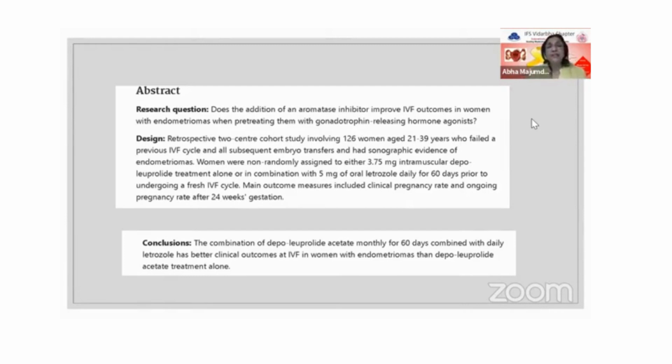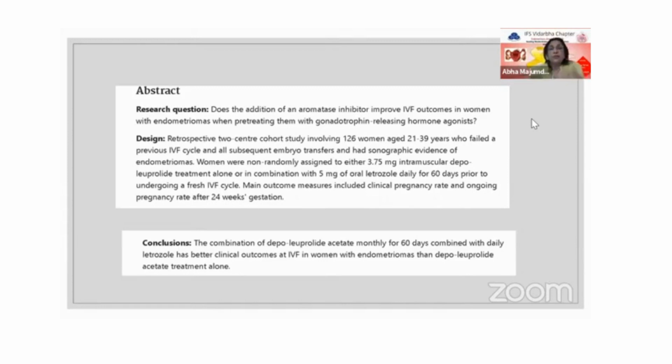They were non-randomly assigned to either 3.75 milligram intramuscular depot leuprolide treatment alone every month or in combination with 5 milligram of oral letrozole daily for 60 days prior to undergoing a fresh IVF cycle. Main outcome measures included clinical pregnancy rate and ongoing pregnancy rate after 24 weeks of gestation. The conclusion was the combination of depot leuprolide acetate monthly for 60 days combined with daily letrozole has better clinical outcomes at IVF in women with endometriomas than depot leuprolide alone.